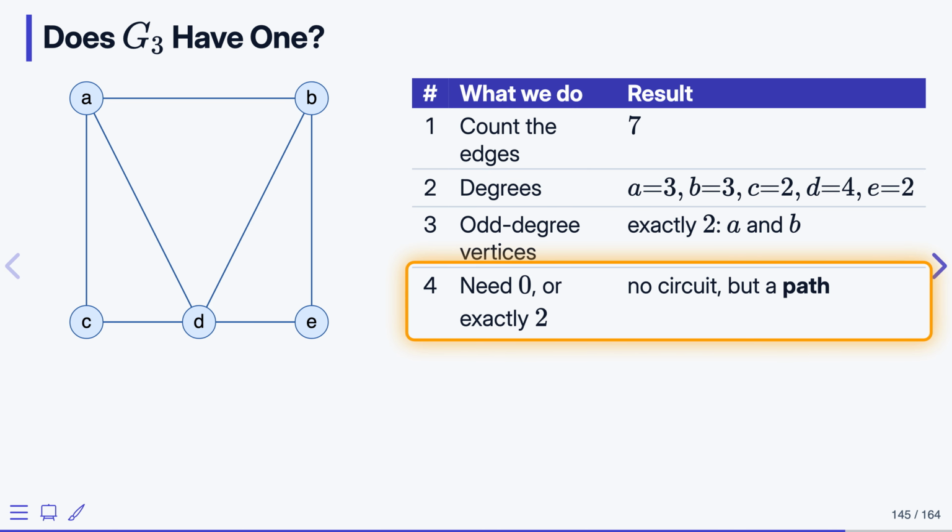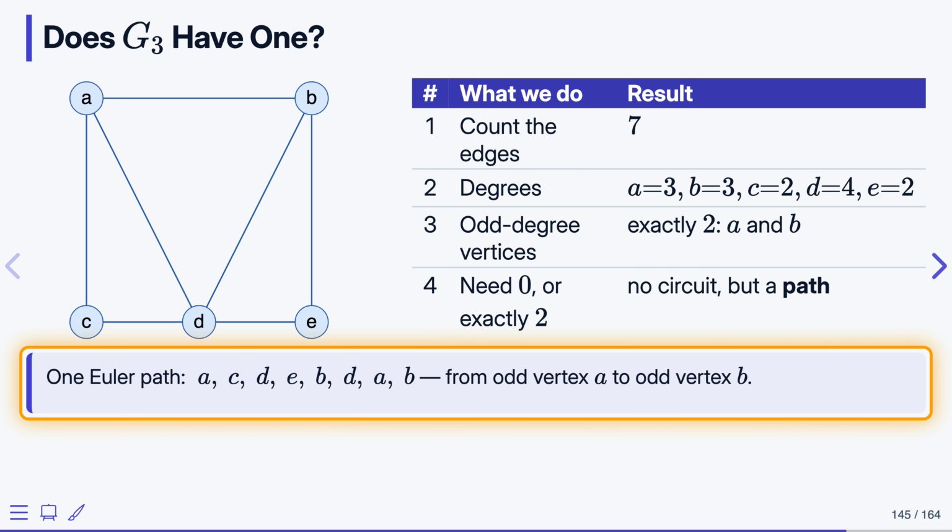Step 4, now name the criterion again. 0 odd vertices would give a circuit, and we do not have that. Exactly 2 odd vertices gives a path, and that is what we have. So there is an Euler path, and it must start at one odd vertex and end at the other. One of them is A, C, D, E, B, D, A, B. It uses all 7 edges once, and it runs from A to B exactly as promised.